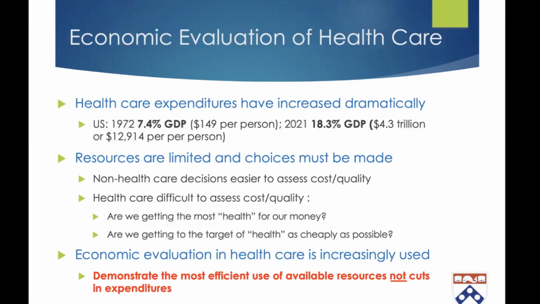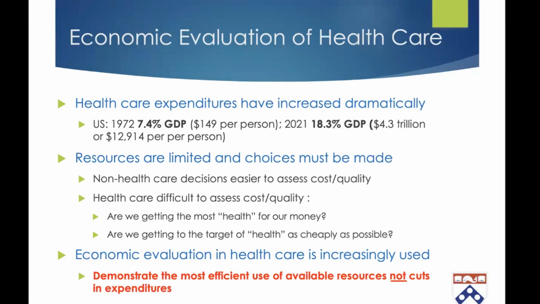So, background: as we all know, healthcare expenditures have really increased dramatically in the U.S. Going back to 1972, it was 7.4% of GDP, to 2021, 18.3% of GDP. That's like $13,000 per person. And resources are limited, and choices have to be made.